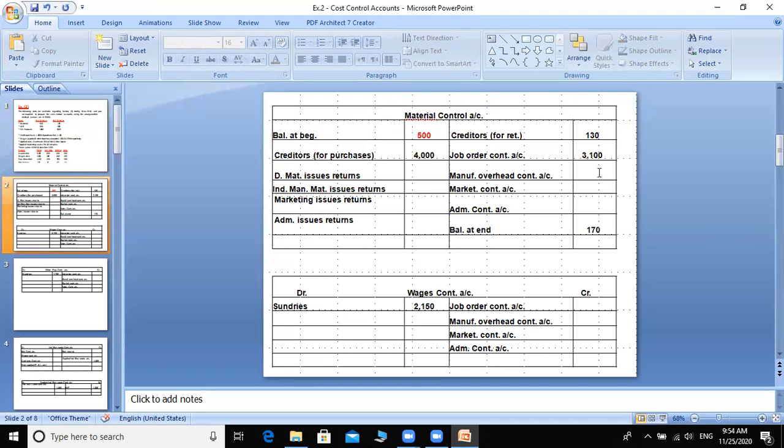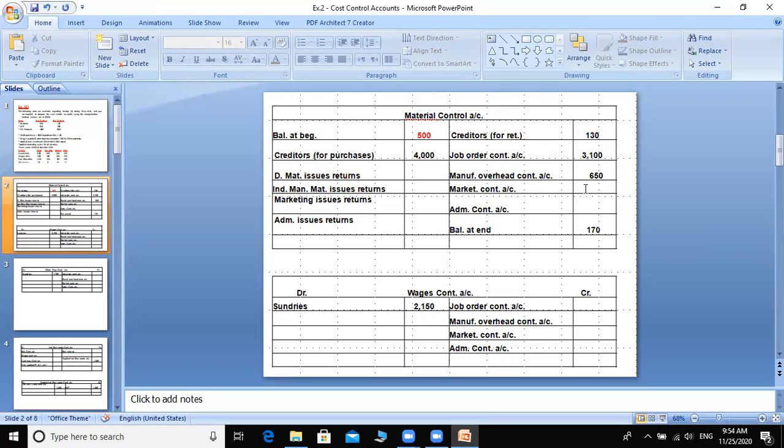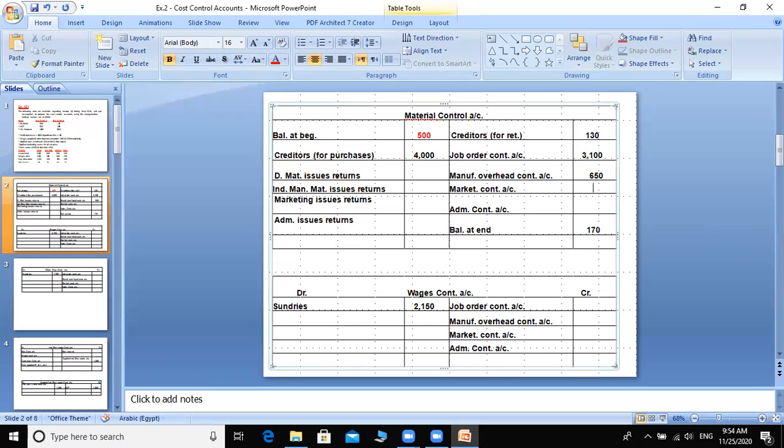Then 650. Then 430 and 200. This one will be debited in the work in process or job order control account, work in process control account. This one affects the manufacturing overhead control account, marketing control, and administrative control.